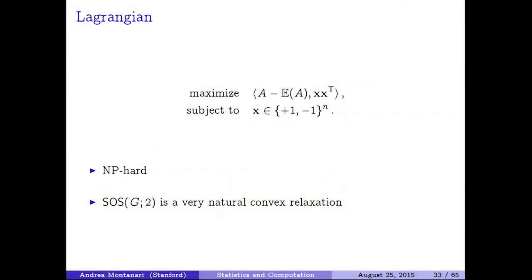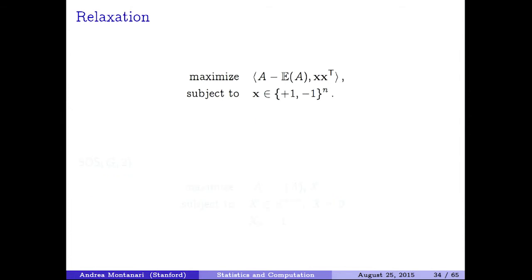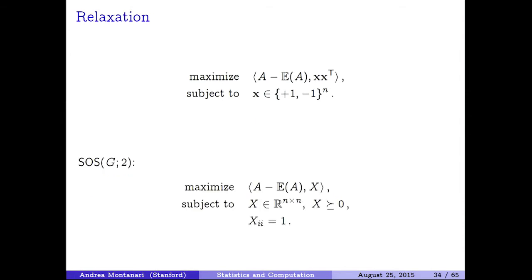Unfortunately, this problem is NP-hard. Okay? So what is SOS2? SOS is a sequence of relaxations, and SOS2 is a very simple convex relaxation of this problem. So it gives an upper bound to the value of this problem. Okay, so how the relaxation works is very easy. You replace x x transpose by a matrix capital X, and you impose two constraints: that X is positive semi-definite, because this has to be positive semi-definite, and that the diagonal terms are 1.